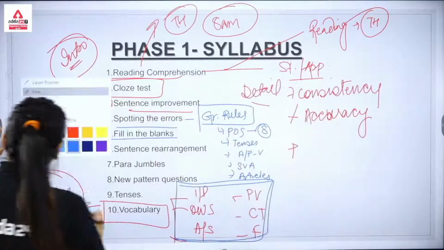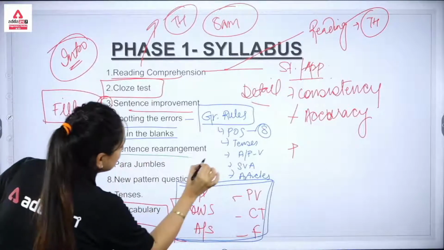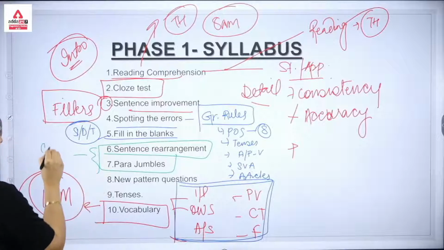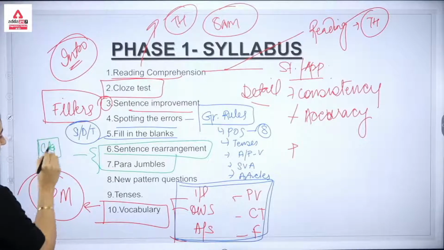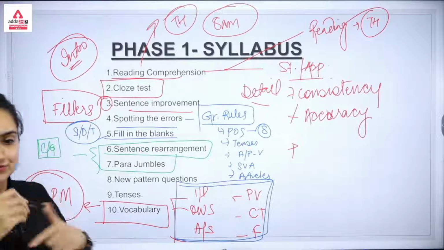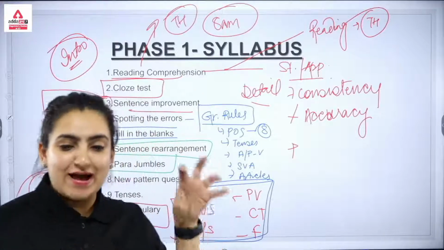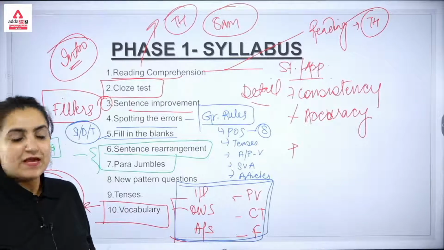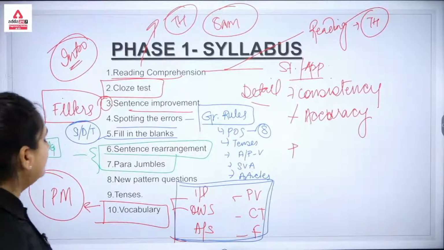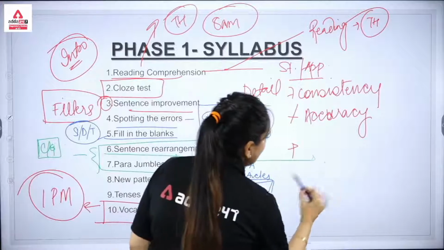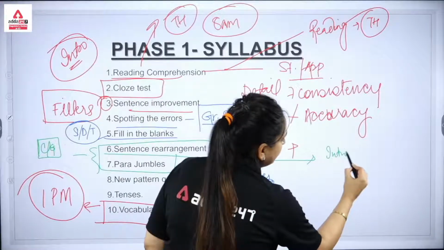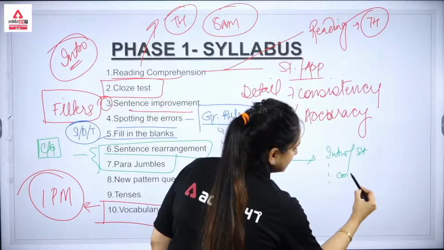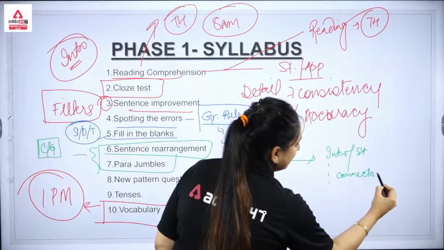Now when I talk about sentence rearrangement and para jumble, you have to make sure you are making it contextually and grammatically correct. The rearrangement which you are doing should make the paragraph or the sentences grammatically and contextually correct. In this case you have to try some approach about what will be the intro, what will be the starter, what will be the connectors in between, how you will be connecting them.